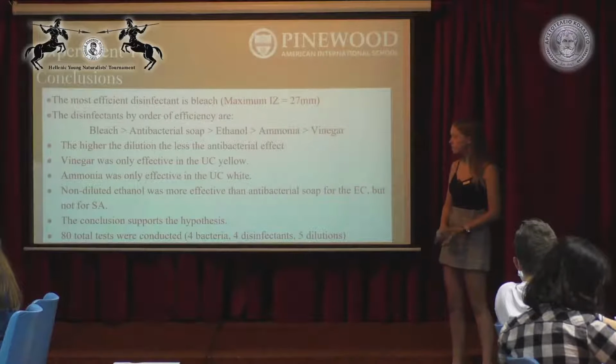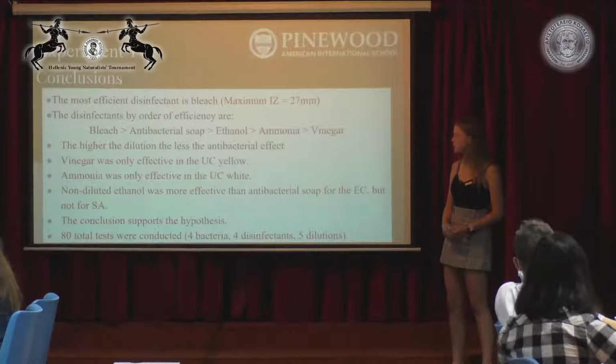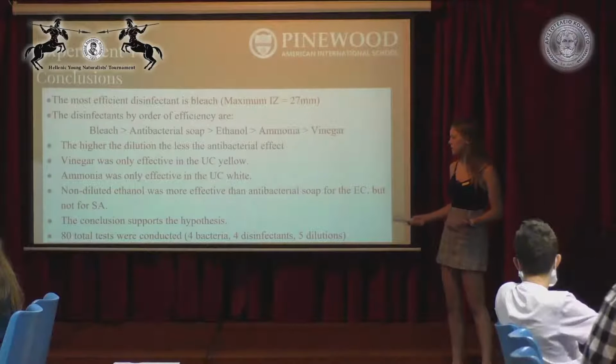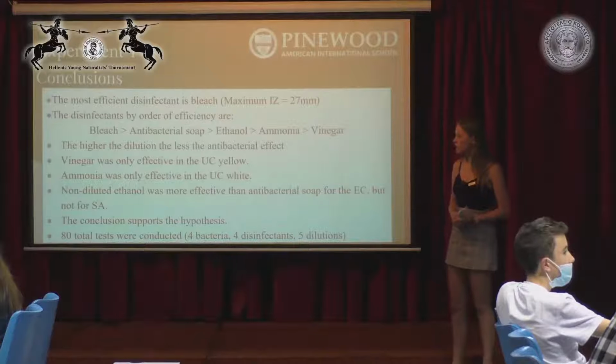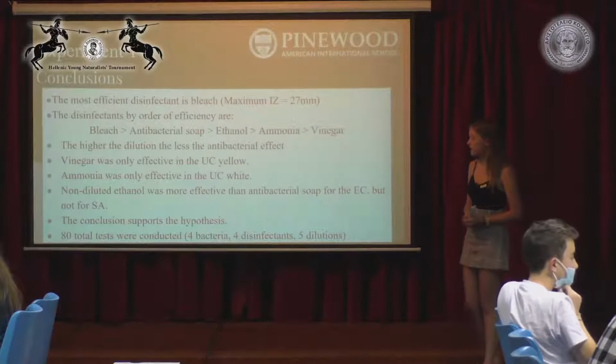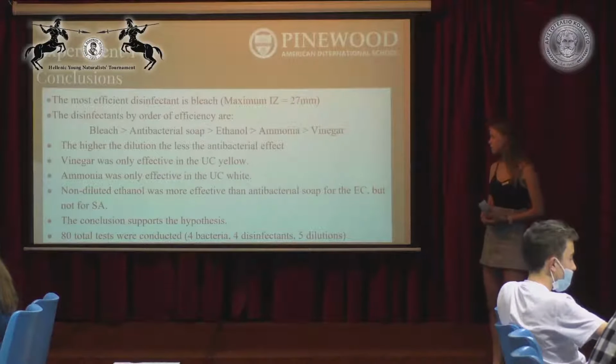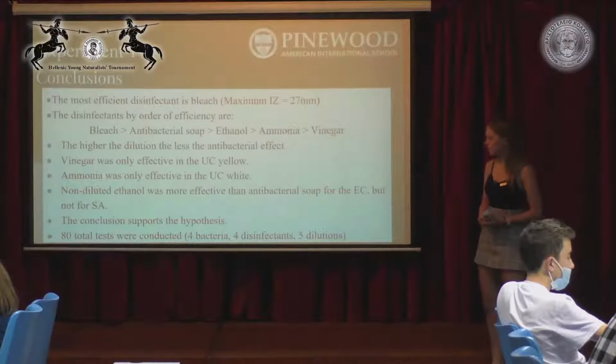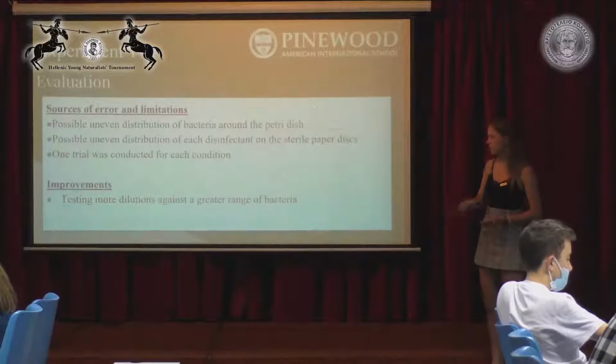The vinegar was only effective in unclassified colony yellow. Ammonia was only effective in the unclassified colony white. Non-diluted ethanol was more effective than the antibacterial soap for the Escherichia coli, but not for Staphylococcus aureus. And in total, we have conducted 80 tests.